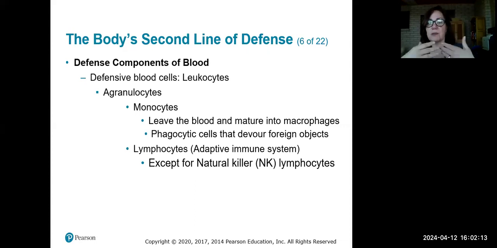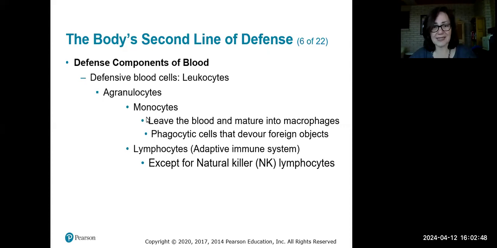Once they're in the tissues, they mature into what we call macrophages, which literally means big eater. And so they're phagocytic cells, devour foreign objects. It could be bacteria, it could be cellular debris of other kinds. Where neutrophils can eat bacteria, and neutrophils will stick around for a day or so, the monocytes that develop into macrophages, those are much, much larger. They can consume many more bacteria, and they stick around for much longer.